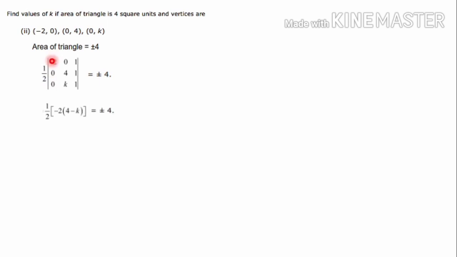That is 1 by 2 into only minus 2 we have to take. Cross out the row and column: 4 into 1 is 4, k into 1 is k. So minus 2 into (4 minus k) equal to plus or minus 4. Here the 2 and 2 we can cancel, and removing the minus, we get k minus 4 equal to plus or minus 4. We have to split it. k minus 4 is equal to 4, then k is equal to 4 plus 4, which is 8. With the other value, k minus 4 is equal to minus 4, so k is equal to minus 4 plus 4, which is 0. So the values of k are 0 and 8.